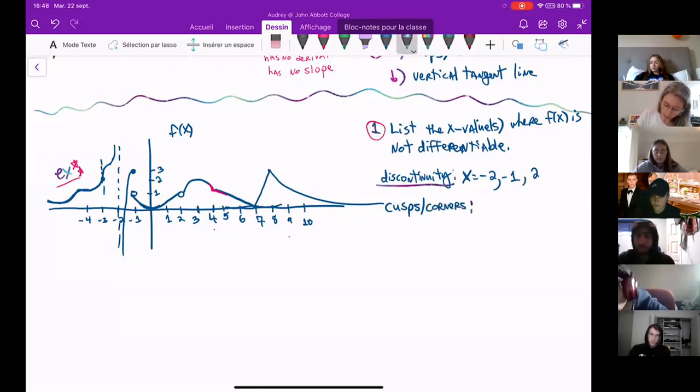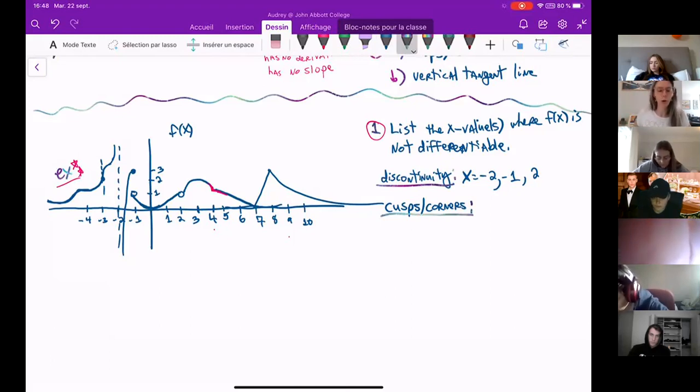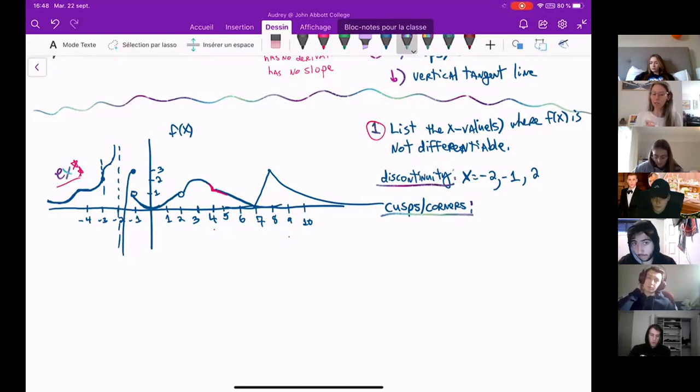So again, let's move from left to right. Remember, cusps and corners are like super abrupt changes in slope. Where do those happen? X equals 7 and 8. So 7 and 8 are 2 of them, but there's actually one more. 4. 4, you got it. So -3 doesn't have an abrupt change in slope, but that is one that we're going to look at in a second.